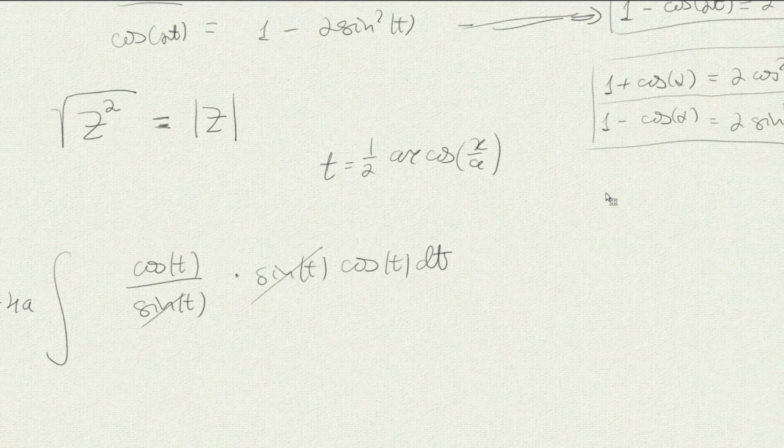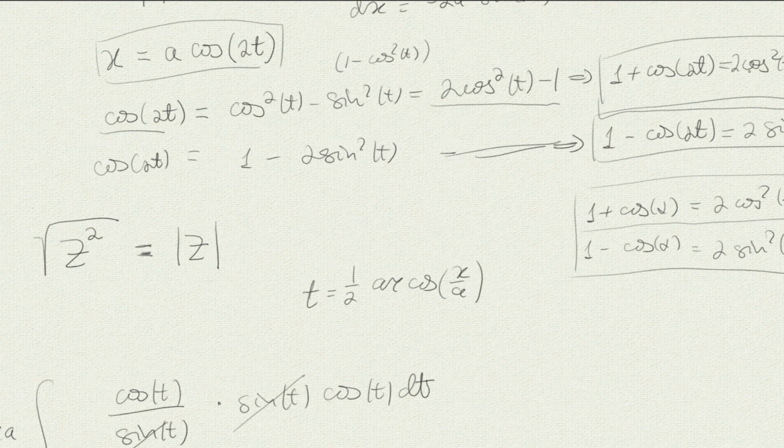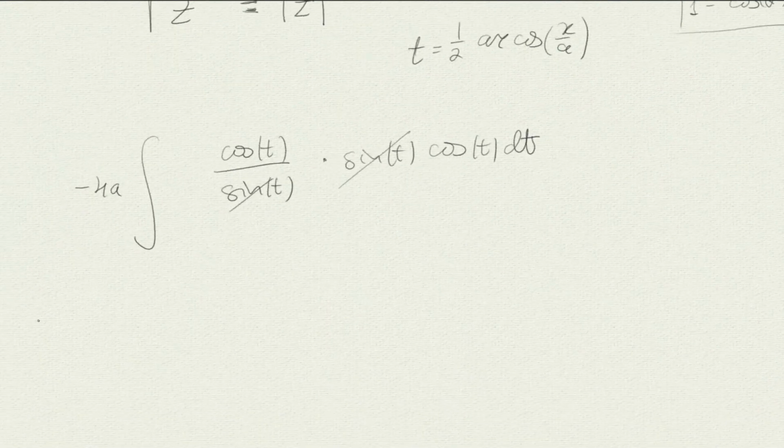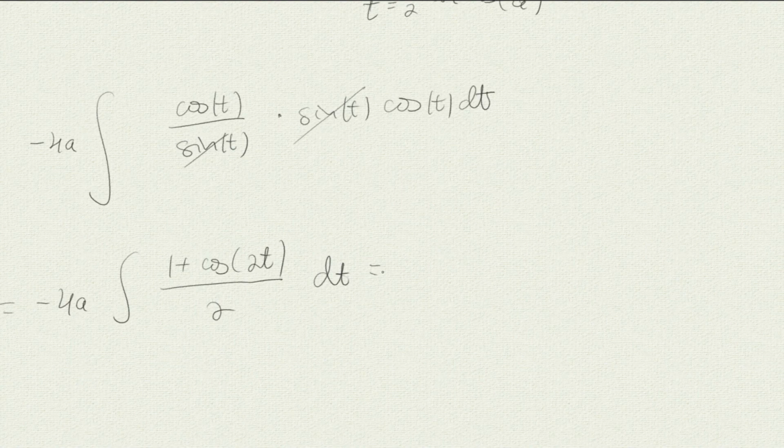And therefore we're going to have the cosine squared here. But look how nice, because we have an expression for the cosine squared, right? The cosine squared is 1 plus the cosine of double angle divided by 2. So this integral equals minus 4a, and instead of the cosine squared, I'm going to write 1 plus the cosine of 2t over 2, dt. Okay, so let me write this as minus 2a, and let's just write the integral.